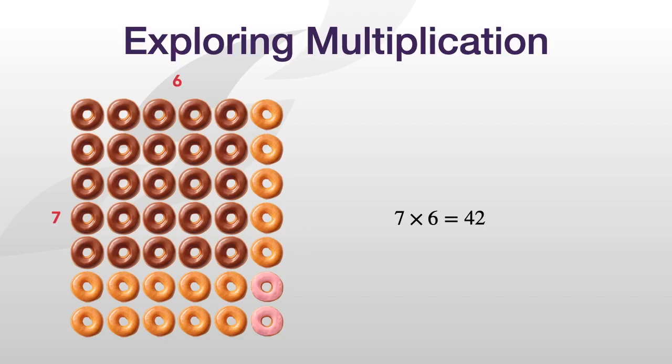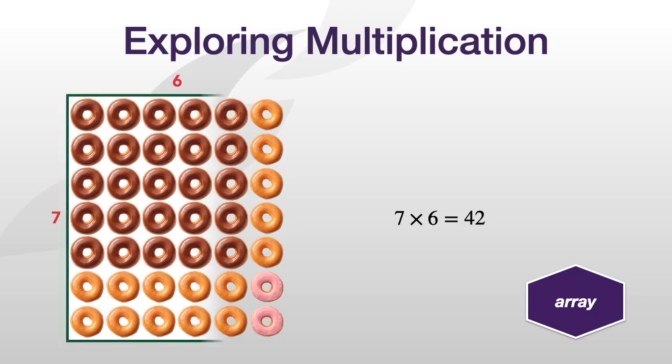An arrangement of objects in rows and columns is called an array. Arrays can be a very helpful way to think about multiplication. We can also imagine multiplication as the area of a rectangle that measures 7 units by 6 units. We call this an area model.